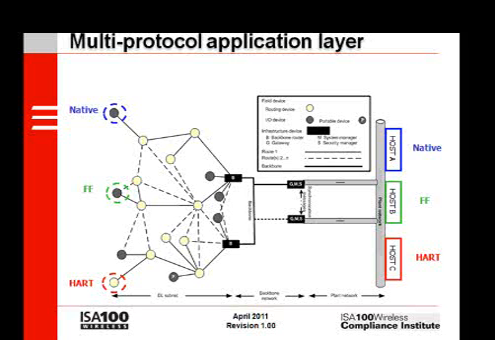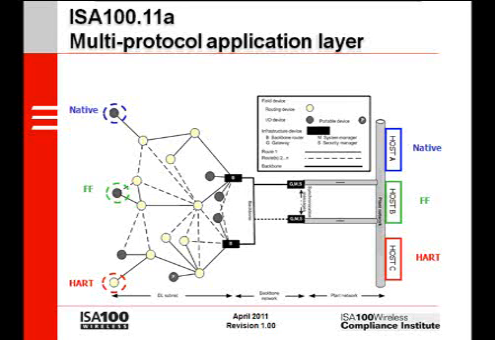Native mode is intended as the primary way to report data in ISA100. The object model in the standard provides a fully specified way to report data. We will describe native mode on the next slides.